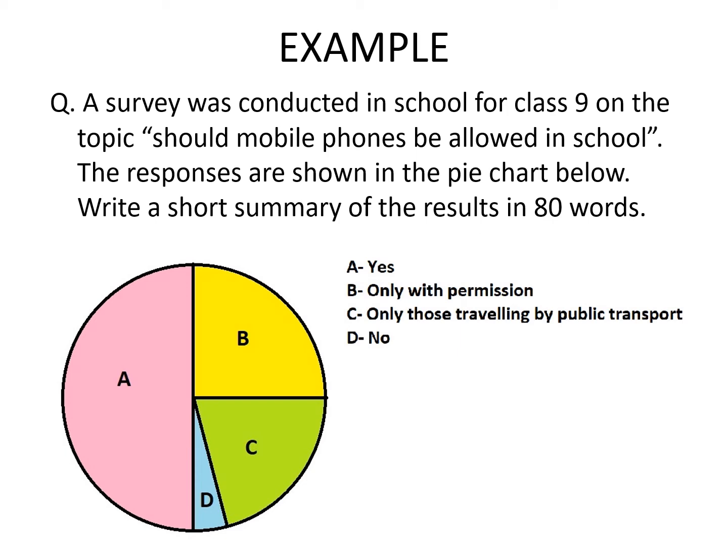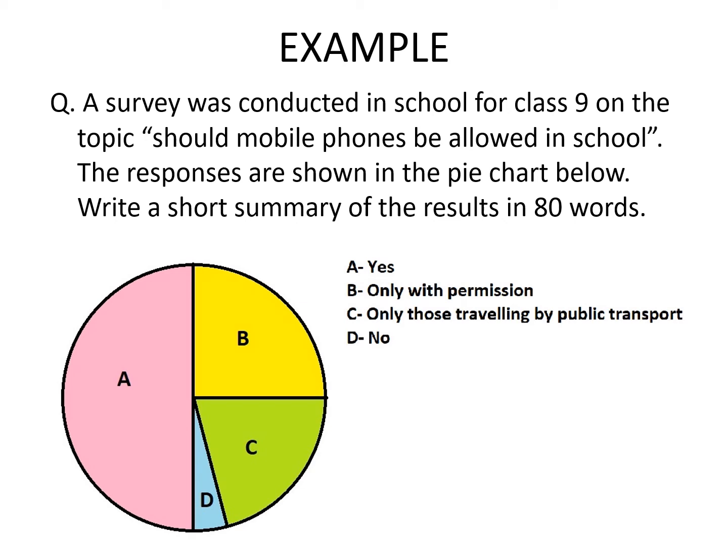And there's a pie chart below, as you can see, and it will be explained what A stands for and so on. So A here refers to yes, B only with permission, C only those traveling by public transport, D no. So I hope you understood the question. There's a survey conducted in class 9 and the children have said yes, mobile phones should be allowed in school, or only with permission they should be allowed to bring mobile phones, or only those traveling by public transport can be allowed to bring mobile phones, and some said no, they should not be.